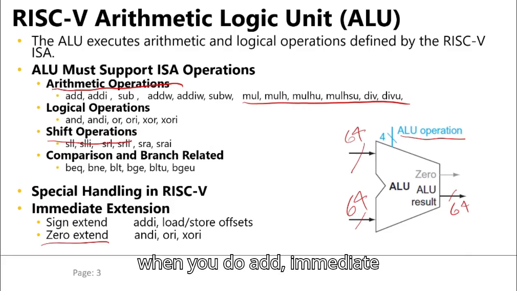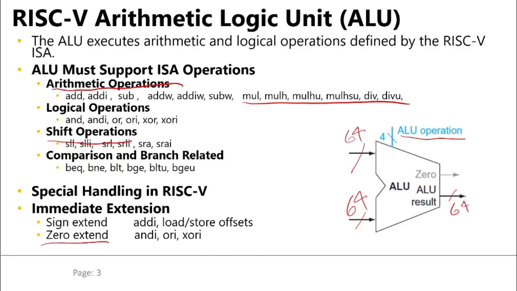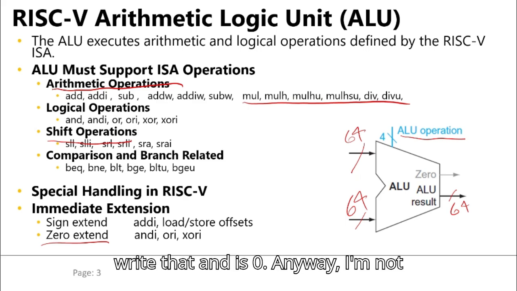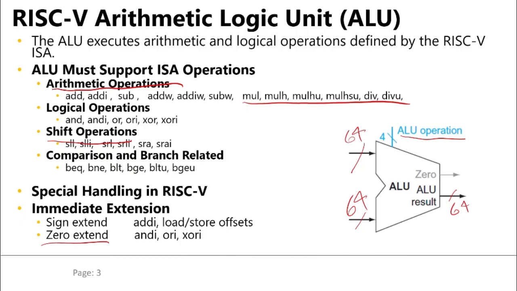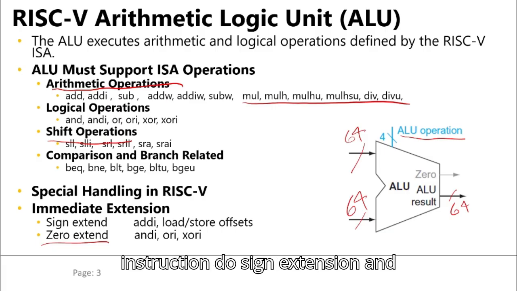You know, when you do add immediate it is sign extended, and we also can do 0 extension. So you write that and this 0. Anyway, I'm not sure if I wrote these examples correctly, but we need some instructions that do sign extension and some 0 extension. That's part of the ALU as well.